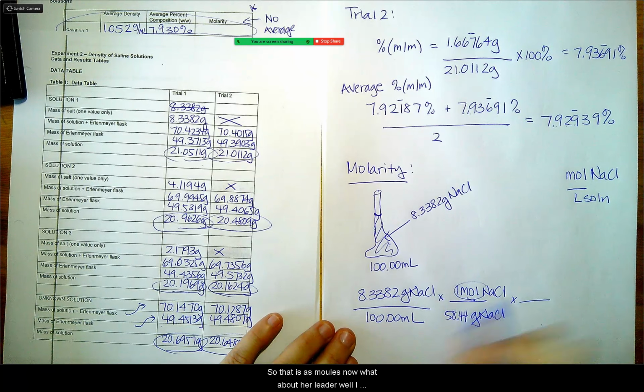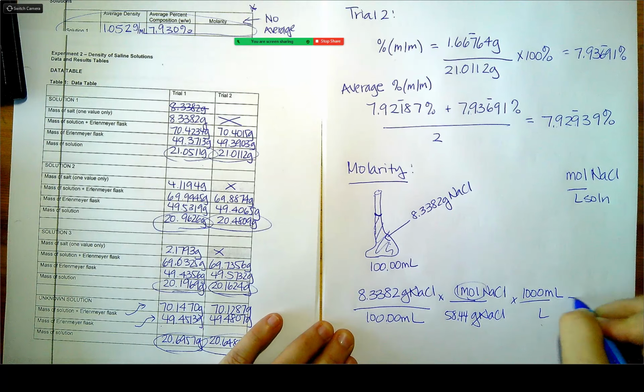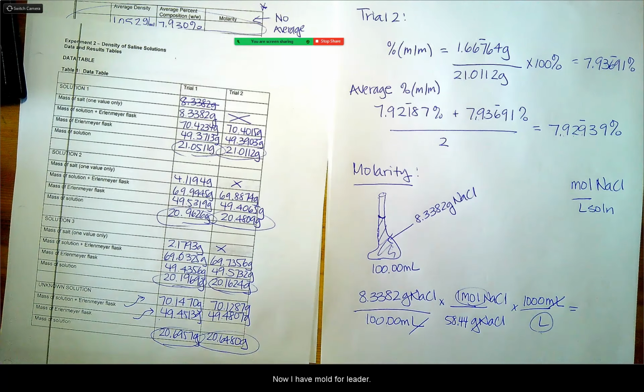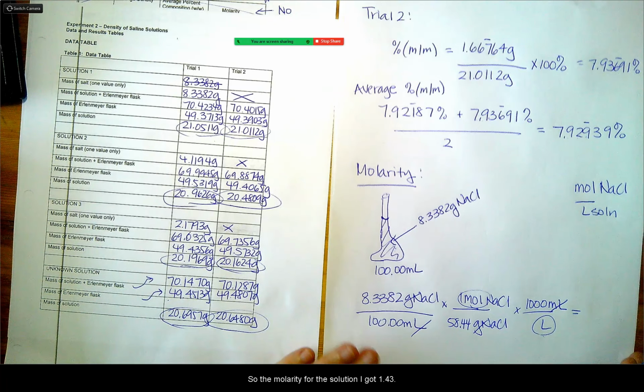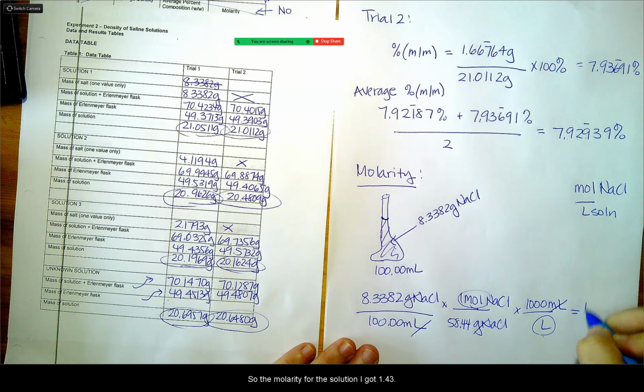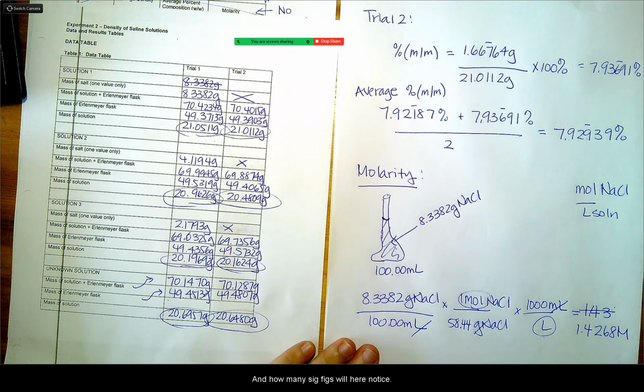Now what about per liter? Well, I need to convert this to liters, right? So I have 1,000 mL in a liter. Now I have moles per liter. So I'm going to have 8.3382 times 1,000 divided by 100 times 58.44. So the molarity for this solution, I got 1.4268 molar.